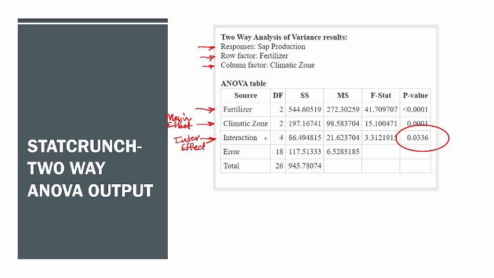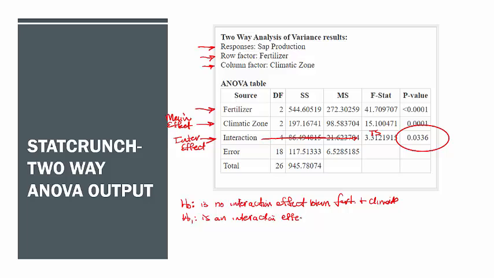Remember, we've said that we always check the interaction effect first. So I slide over my degrees of freedom, the sum of squares, the mean square, the test statistic for the interaction effect, and then the p-value for the interaction effect. So for the interaction effect, the null hypothesis is that there's no interaction effect between fertilizer level and climate zone. The alternative hypothesis of that test is that there is an interaction effect between fertilizer and climate zone.